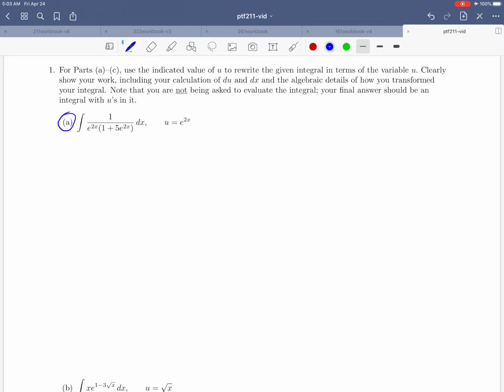They give us an integral and they also tell us what u substitution they'd like us to try, and our job is to see if we can rewrite this integral in terms of that new variable u. All right, so let's work through this together.